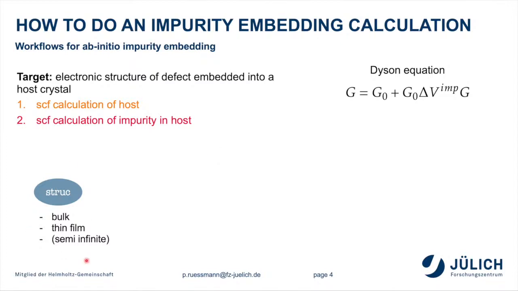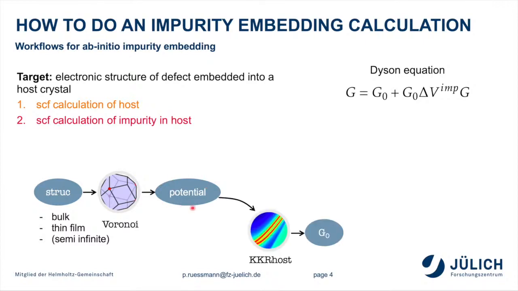We start with an AIDA structure. This can be a bulk structure, a thin film, or even a semi-infinite system, which is another specialty of having green functions and not wave functions to deal with. And then the Voronoi code needs to be called. The Voronoi code in the KKR method sets up the system. It prepares all the calculation, and in particular, it generates a starting potential that we need for the KKR host calculation to run.